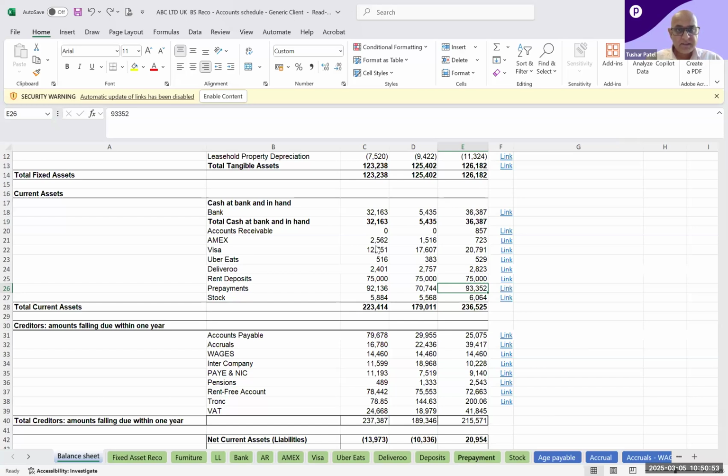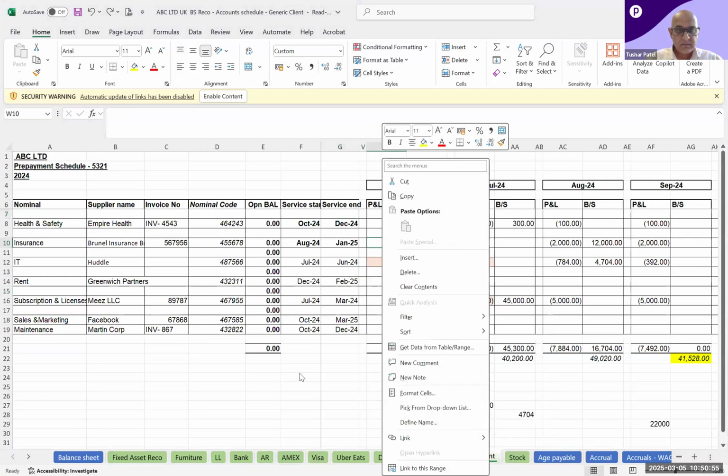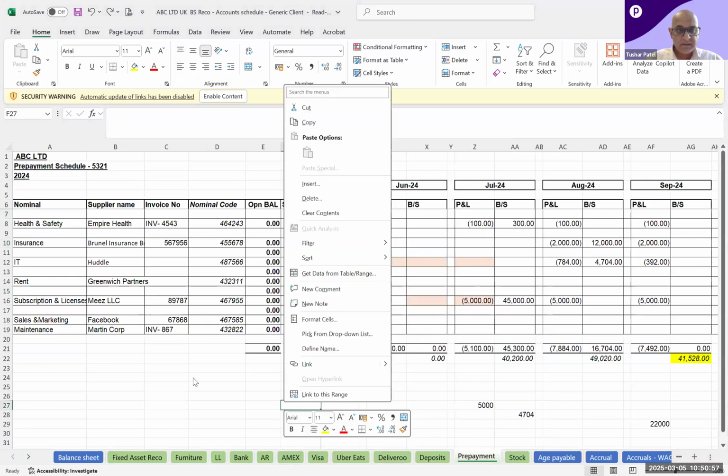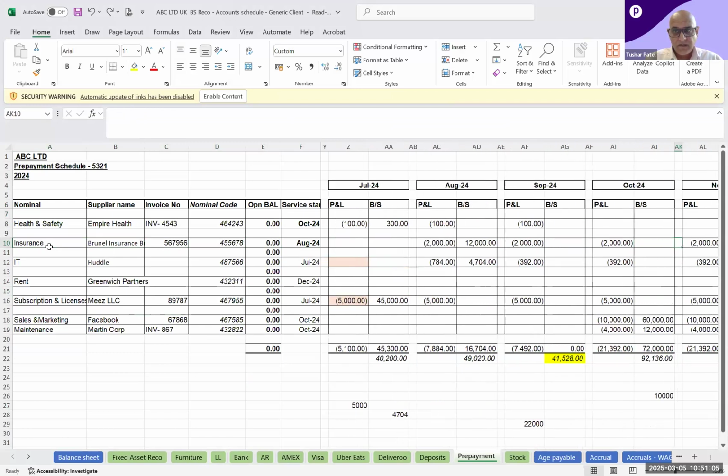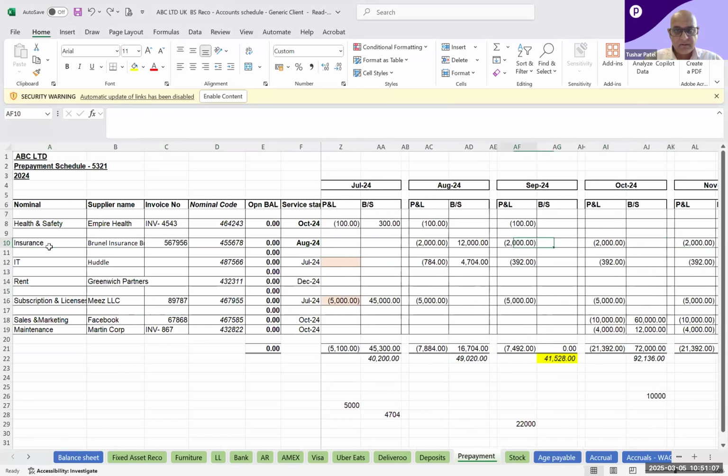We would normally book that on a monthly basis. So here's an example with insurance, a 6-month policy by the looks of it. We've got £12,000 booked to the balance sheet in August. In the same month, we booked £2,000. So the premium seems to be £14,000 in total.